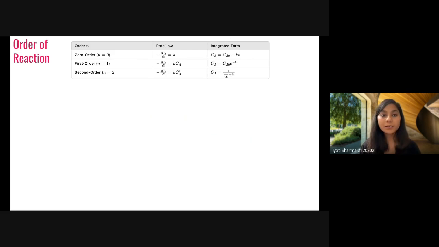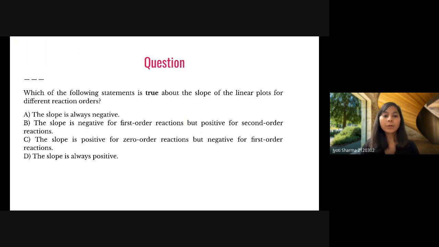Okay, so these are the rate law and integrated form for zero order reaction, first order reaction, and second order reaction. The next question is, which of the following statements is true about the slope of the linear plot for different reaction orders? As I told you, the n value will change for different order reactions. This can be 0, 1, or 2, and if the exponent is changing, then the integrated form of that equation will also change.